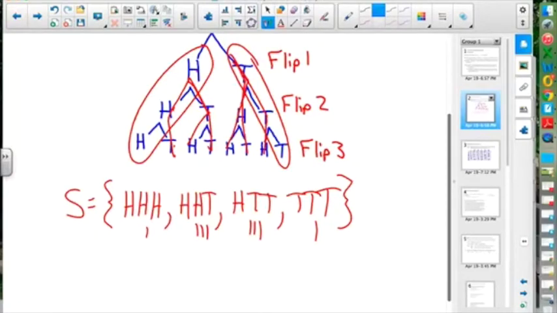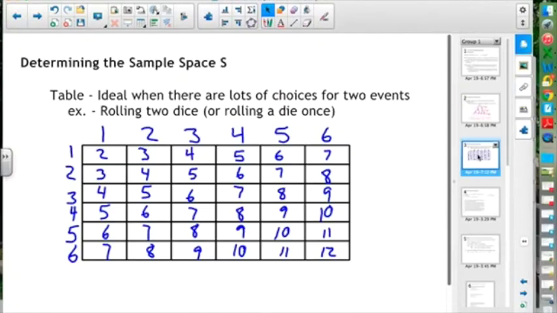On these, the order doesn't matter. So it's a combination. One other way that we can determine a sample space, though, that's particularly helpful when you have a number of choices for 2 variables or 2 events, is making a table. And the most common of these is rolling 2 dice. Okay, you roll 2 dice, you're going to get a 1 through 6 on the one and a 1 through 6 on the other. Okay, so if you're adding them up, if you've ever played a board game, you've rolled 2 dice before. Okay, you're going to get a 2 or a 3 or 4 or 5 or a 6 or 7 or 8, 9, 10, 11 or 12.